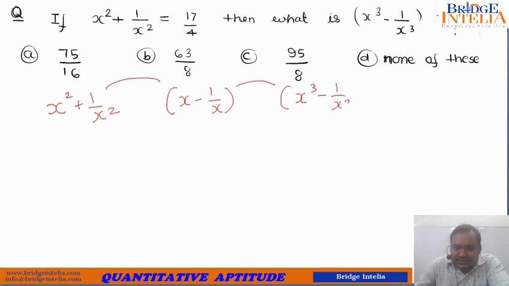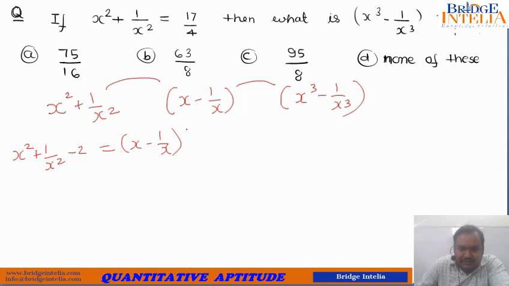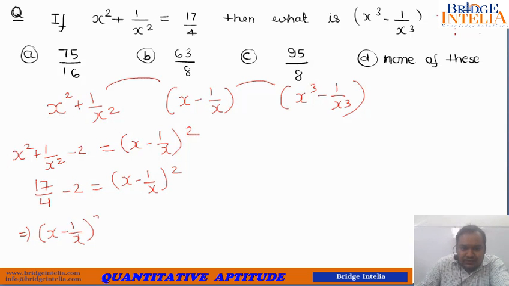So let's do that quickly. We know that x square plus 1 by x square minus 2 can be written as x minus 1 by x whole square. We already have the value of x square plus 1 by x square equal to 17 by 4. So 17 by 4 minus 2 is equal to x minus 1 by x whole square. From here you can see that x minus 1 by x whole square is equal to 9 by 4, so x minus 1 by x is equal to 3 by 2. Once you have found this out, it's time to do the second transition.